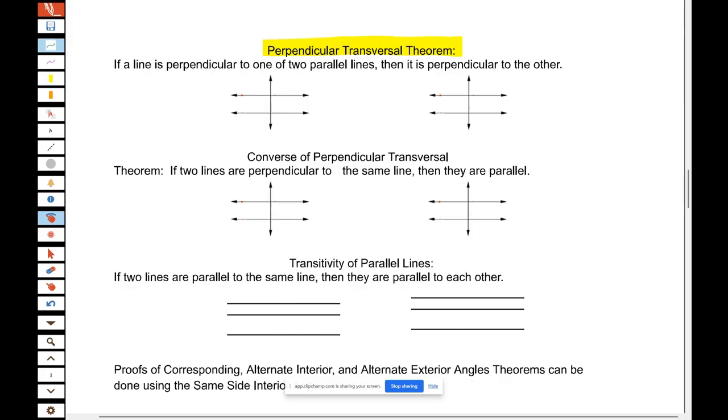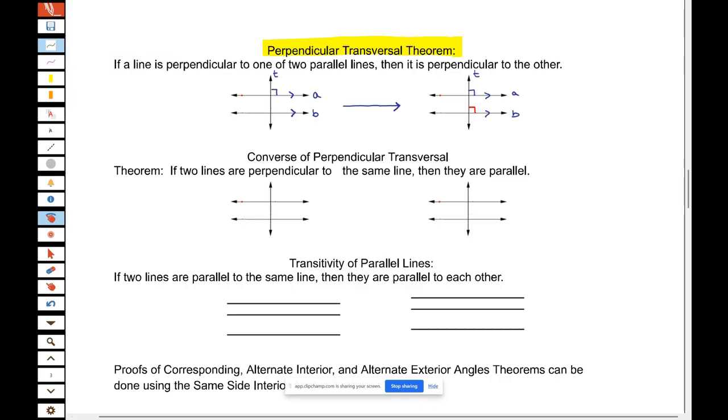It says if a line is perpendicular, so I'm marking all the given, the if part, to one of two parallel lines. So this line going up and down, which I'll call T, is perpendicular to line A, which is one of two parallel lines. That's our given information, so I'll mark it over here as well. Then we can conclude it must be perpendicular to the other line as well. And we could do that using some corresponding angles. We could easily prove this.